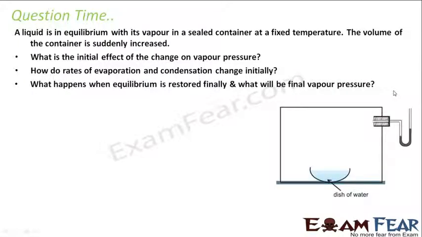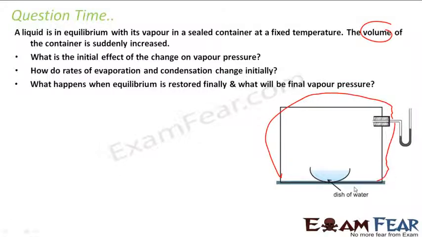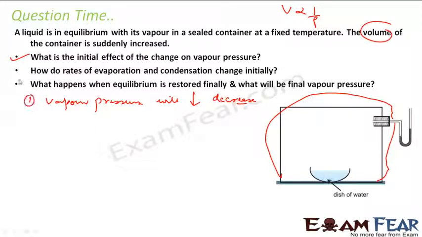So let's take the same container. We have this dish of water here and it is in equilibrium. Now the volume is increased. Let's suppose this has become this big size. The volume is increased, so obviously the first question asks about the effect of change in pressure. So pressure will decrease, right? Why? Because we have told that volume and pressure are inversely proportional. So increasing the volume, the pressure will definitely decrease. That is my first. Let's take second.